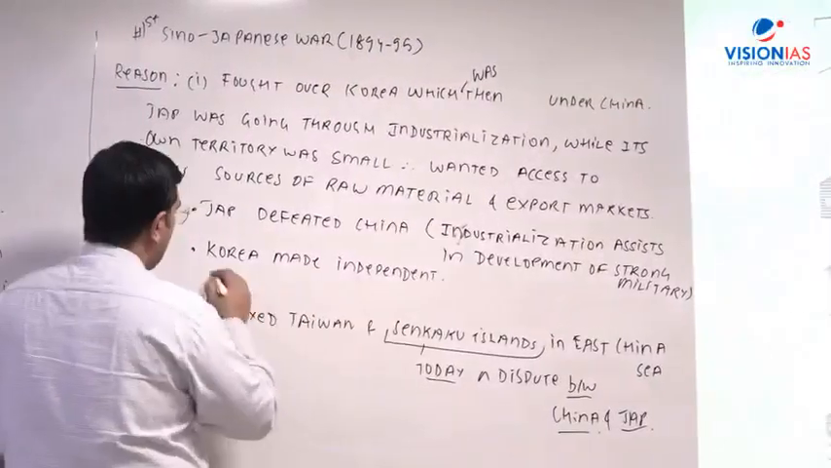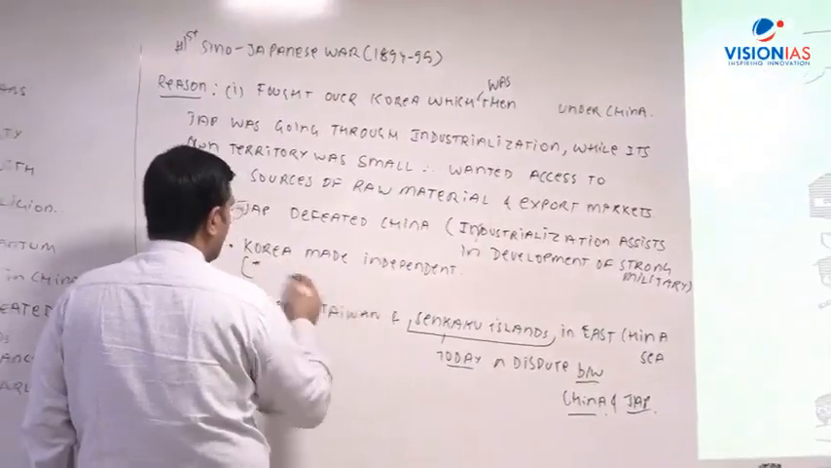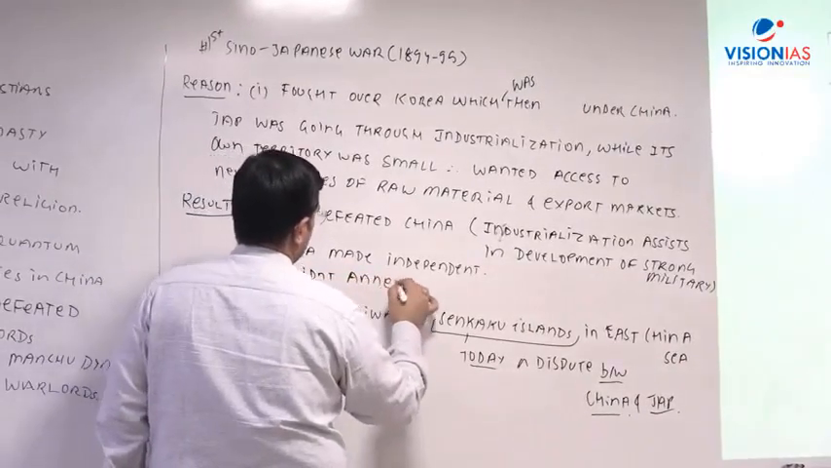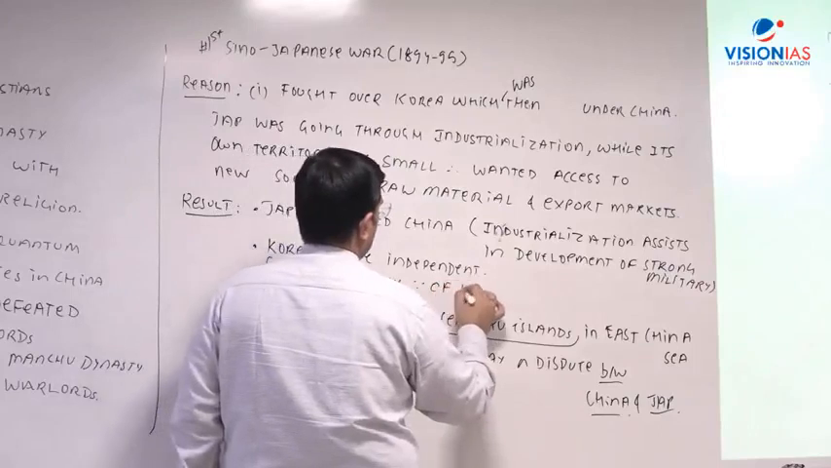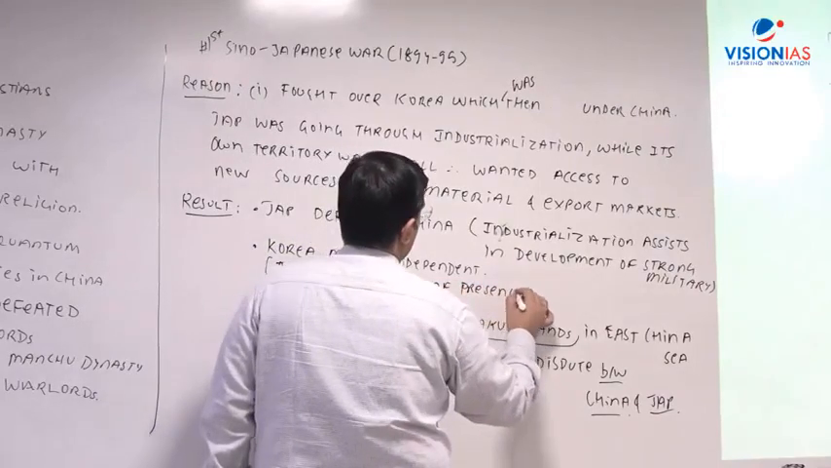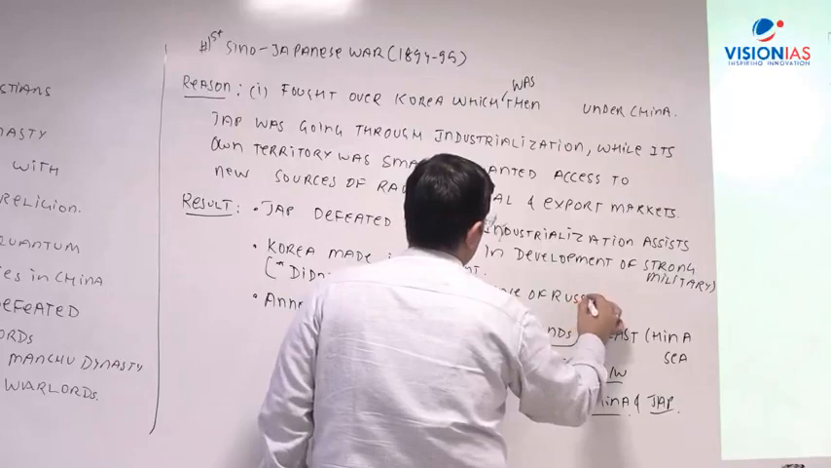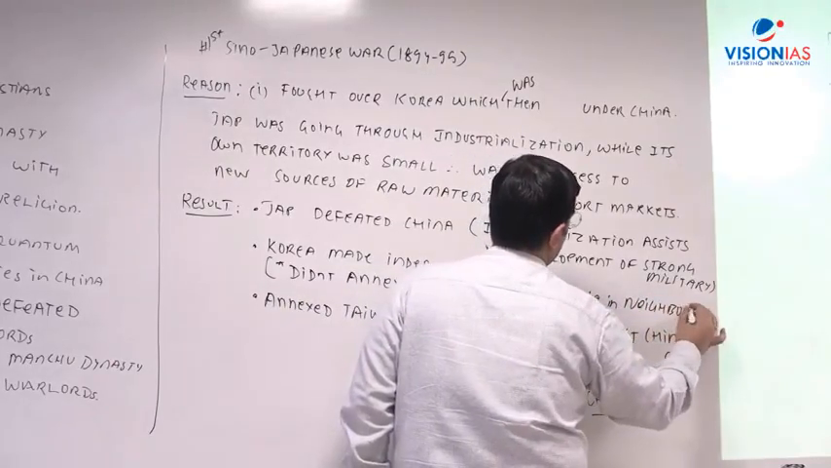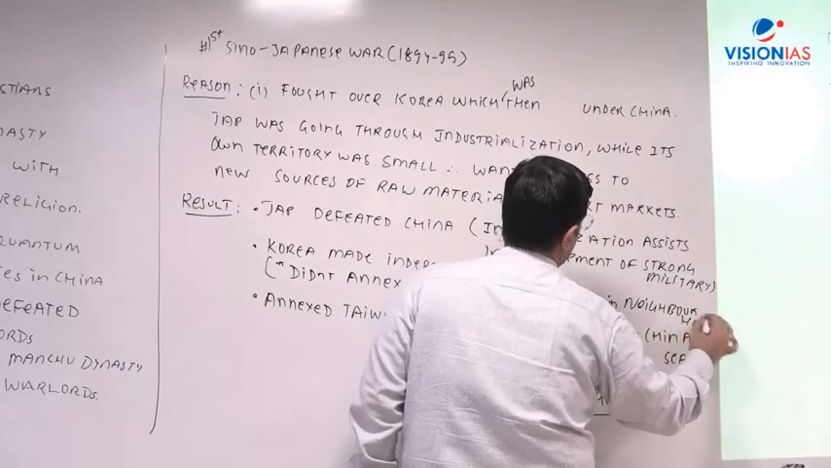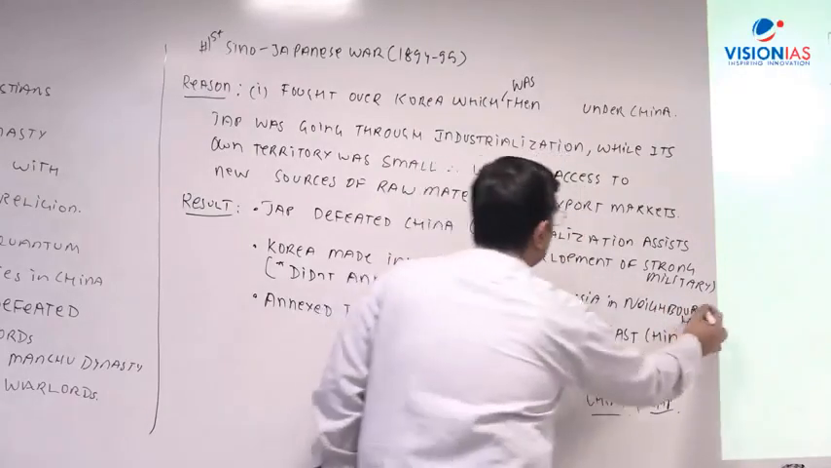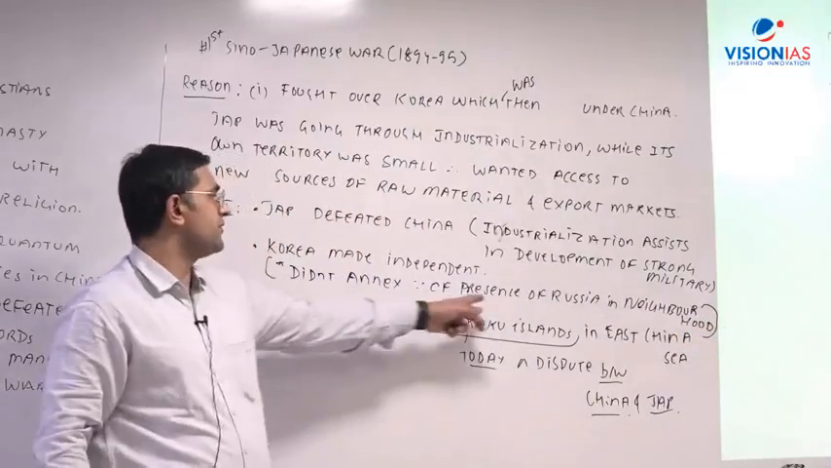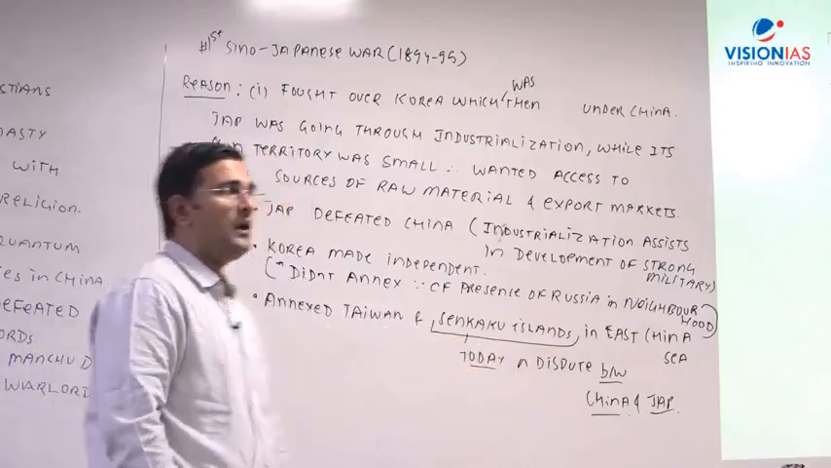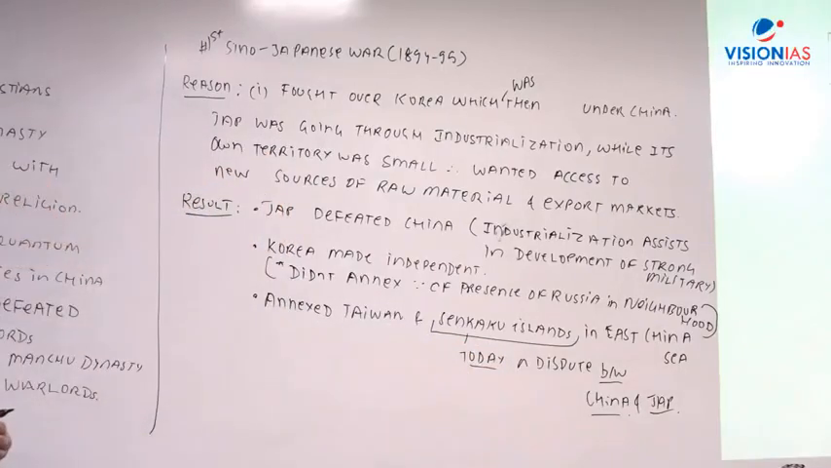So Korea was made independent. So why? So basically the context is, they did not annex because of the presence of Russia in the neighborhood, right? So Russia is present. This is how your international foreign policy works, right?